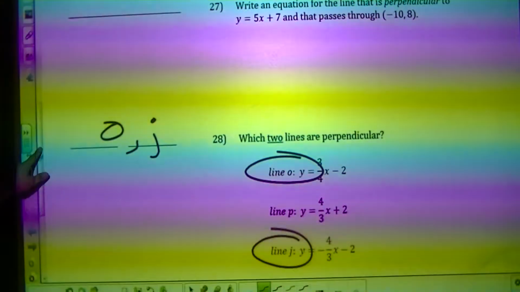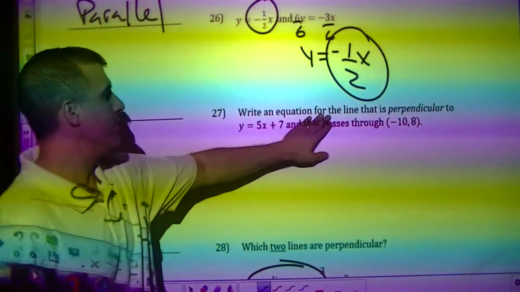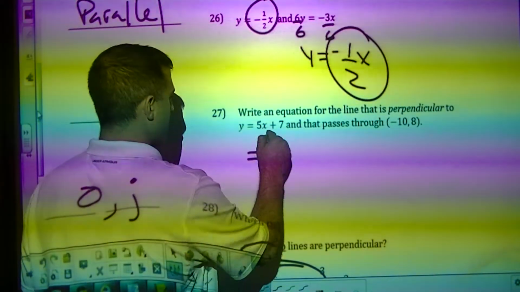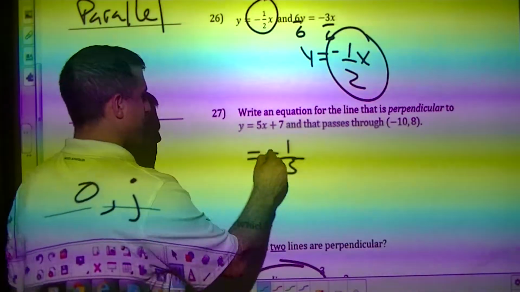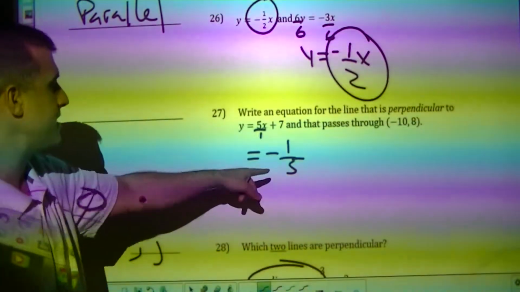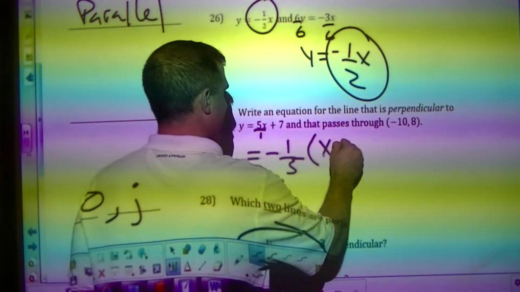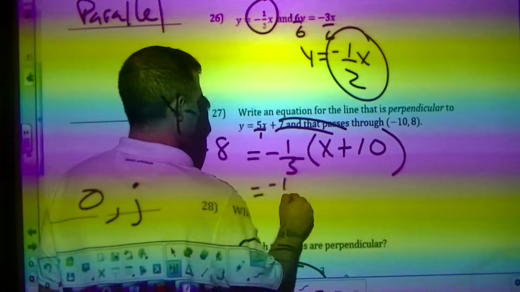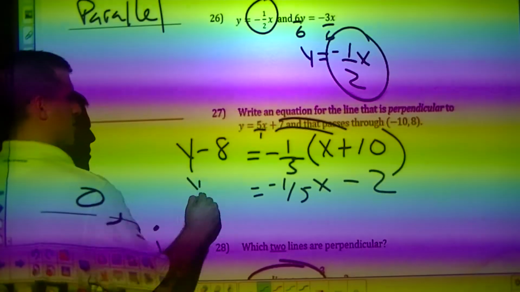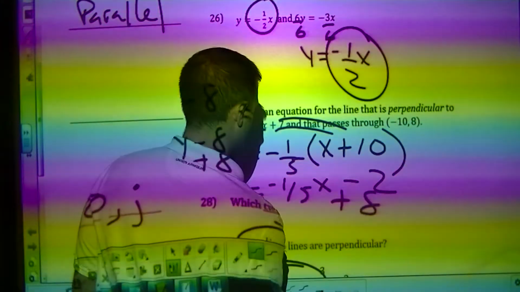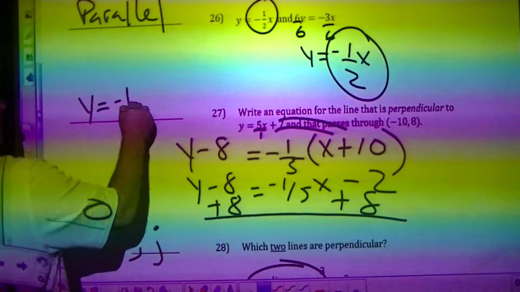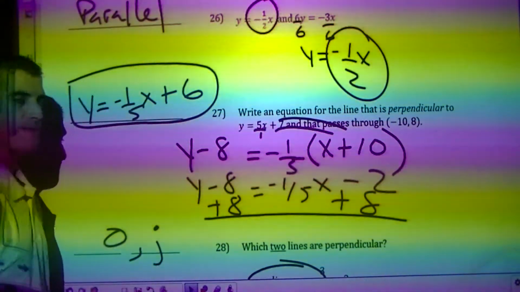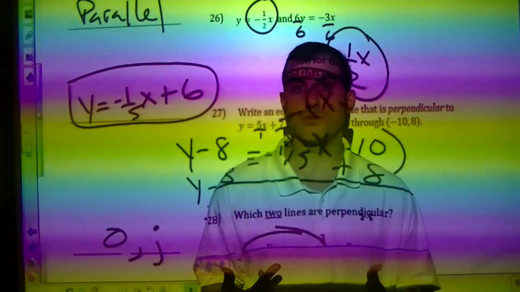Okay, all right. Now this one, write an equation for a line that's perpendicular to this. So what that means is the slope that I would use is negative 1/5. Okay, because that's 5 over 1. I want to flip it and change the sign. Okay, that's x plus 10. That's y minus 8. I multiply that. That's negative 1/5 x minus 2. If I add 8 to that, I would get y equals negative 1/5 x plus 6. There's my answer. Okay? All right, make sure you go through that, practice your quizzes, and you should do fine.